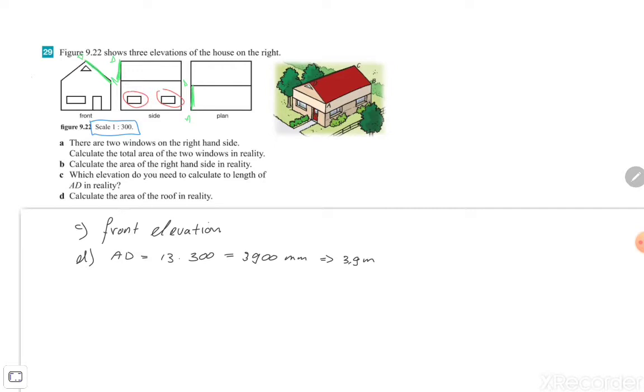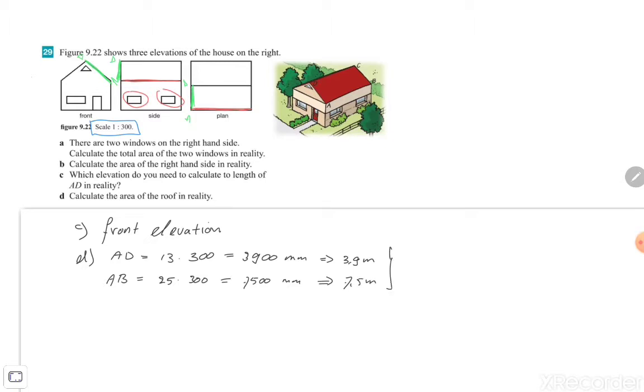Alright, right now we know AD, but we also want to know the length from A to B. So we're going to use either the plan of the house or the side elevation. It doesn't matter which one, because those lengths need to be equal. So from A to B was 25 millimeters, because we already had that answer from exercise B. If I multiply by 300, we had 7,500 millimeters, so that's exactly the same as 7,5 meters.